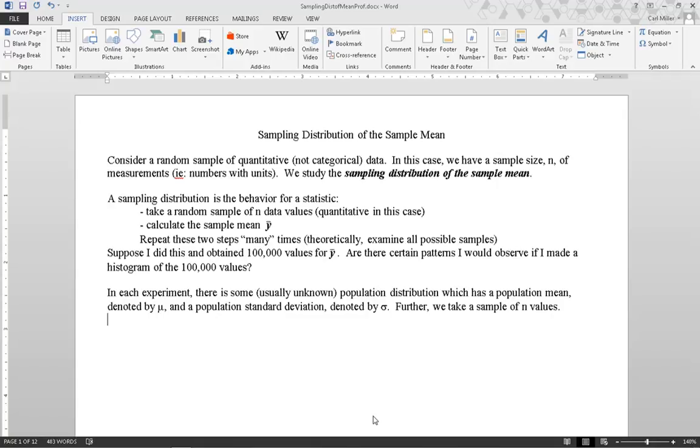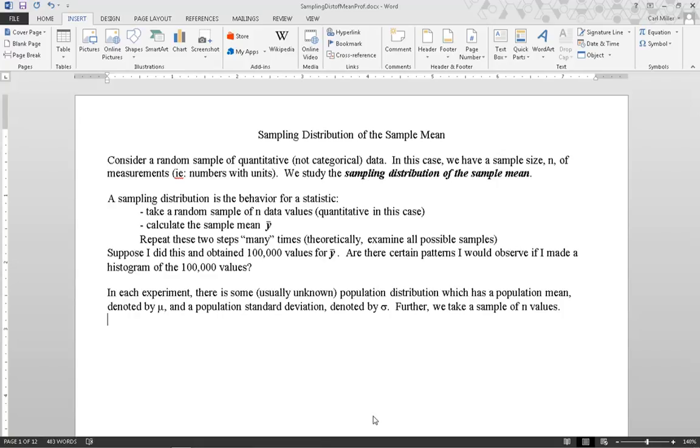samples. Consider this process. Take a random sample of n data values, quantitative in this case. Calculate the sample mean, which we call y bar. Repeat these two steps many times. In theory, you'd examine all possible samples for that sample size n. Suppose I did this and obtained 100,000 values for y bar. Are there certain patterns I would observe if I made a histogram of these 100,000 values?